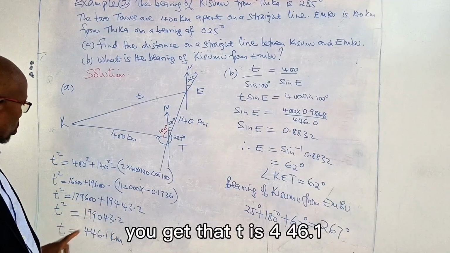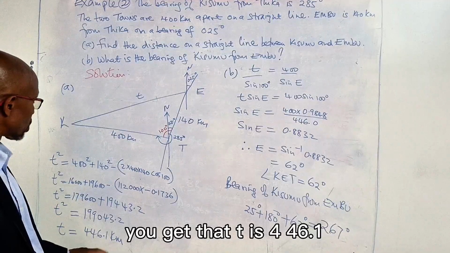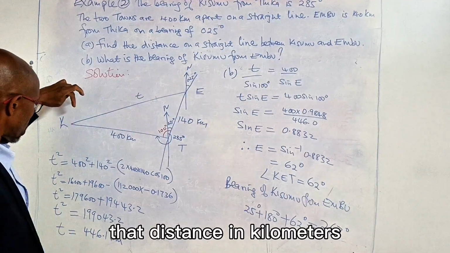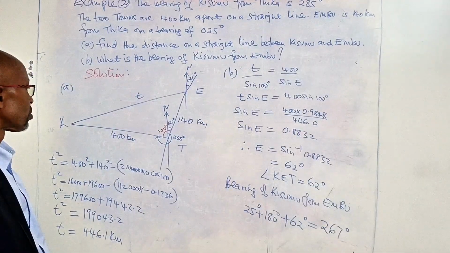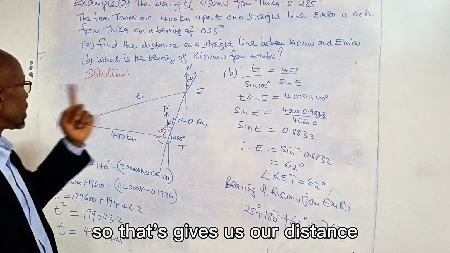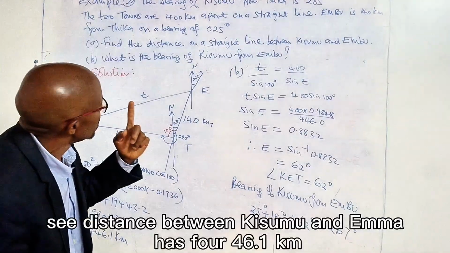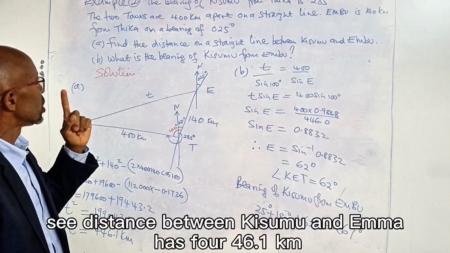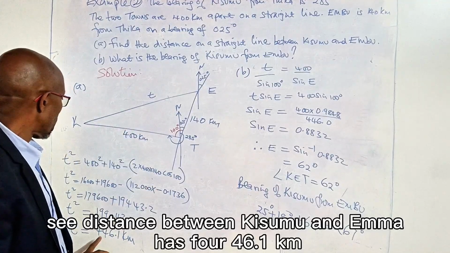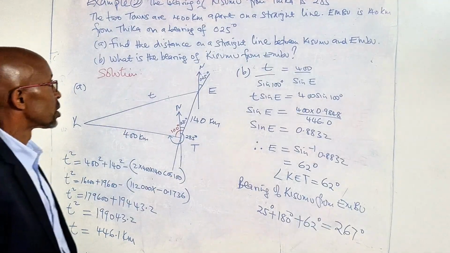So when you find the square root, you get that t is 446.1. So that gives us our distance, the same distance between Kisumu and Embu, as 446.1 kilometers.